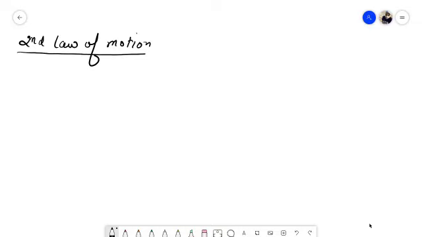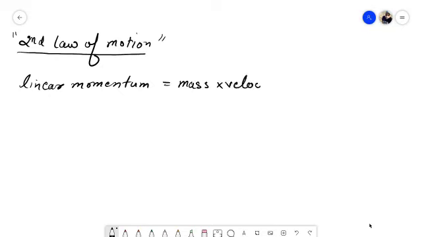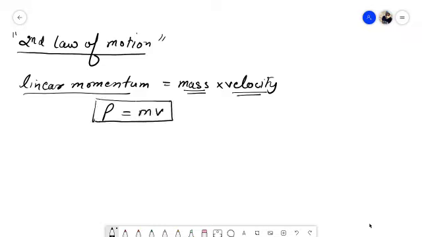So before proceeding to the second law of motion, I would like to explain to you what is linear momentum. So first let us understand linear momentum. Linear momentum is basically the product of mass and velocity. This linear momentum is generally represented by the letter P, mass by small letter m and velocity by v. So P is equal to m into v.